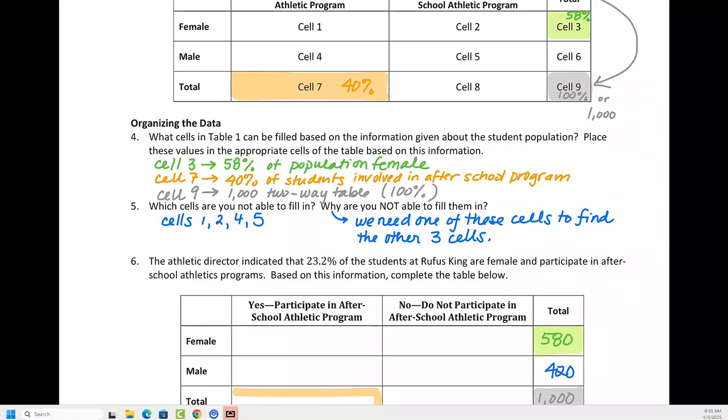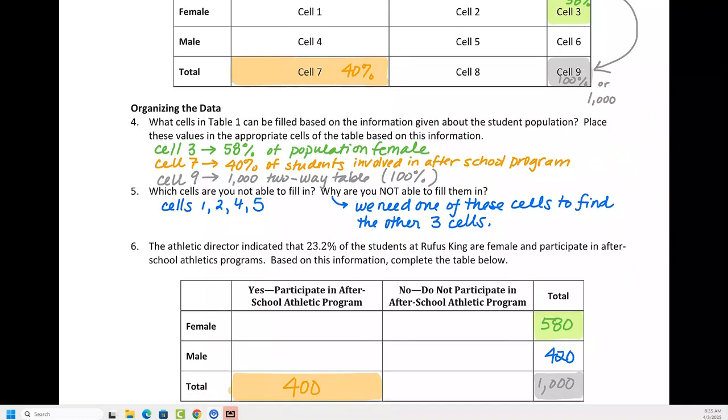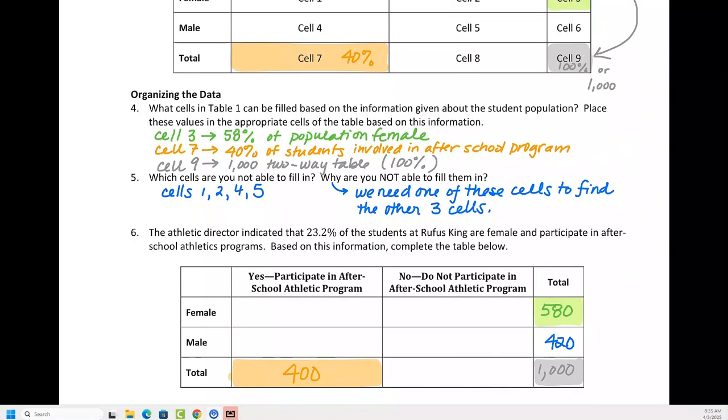This is the last cell that they gave us in the original problem, which was 40%. If I want to write that out of 1,000, 40% of 1,000 is 400. And now I can find the cell that falls between the 400 and the 1,000. So 1,000 minus 400, isn't that 600?